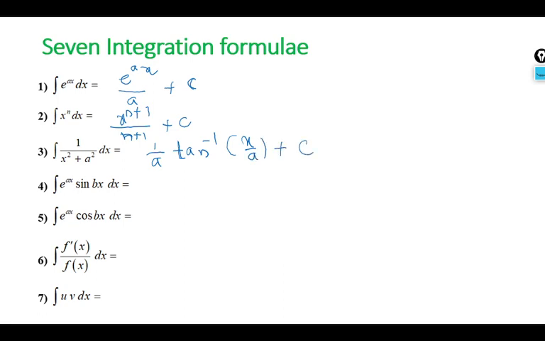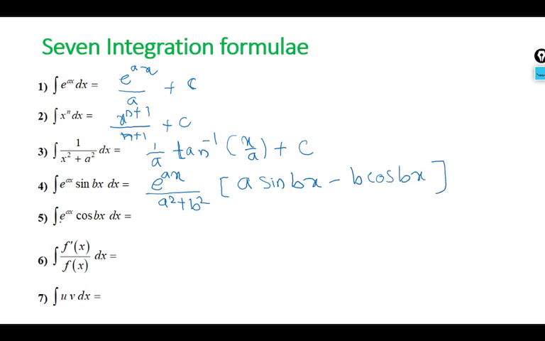Next, fourth and fifth are the most important formulas. These formulas are required a number of times. Actually, these are particular cases of integration by parts only. These are examples of by parts, but you have to remember them now like a formula. So the formula is integral of e raised to ax sine bx is e raised to ax upon a square plus b square, then a sine bx minus b cos of bx.